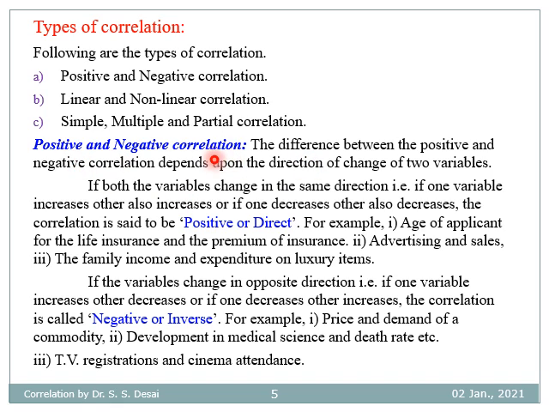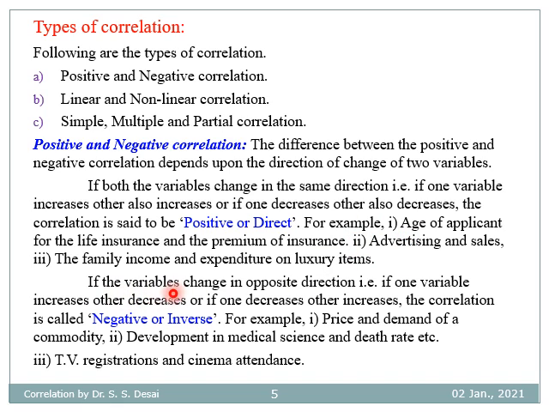Positive and negative correlation. The difference between the positive and negative correlation depends upon the direction of change of two variables. If both the variables change in the same direction, that is, if one variable increases, the other also increases, or if one decreases, the other also decreases, then the correlation is said to be positive or direct correlation. For example, age of applicant for the life insurance and the premium of insurance, advertisement and sales, the family income and expenditure on luxury items. So these are positively correlated.